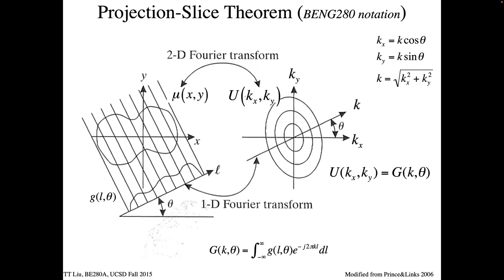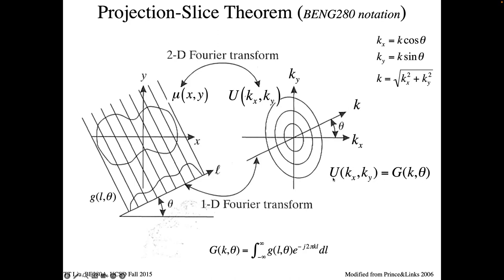And to express the projection slice theorem in our notation, we're going to encode Kx and Ky, or the position in K space, with two new parameters. One is K, which is the magnitude of this vector, and theta, which is its direction. So it's in polar coordinates, basically. This is polar coordinates in K space. So we have a K value and a theta value. K is given by the square root of Kx squared plus Ky squared, and theta is just the orientation of the vector.